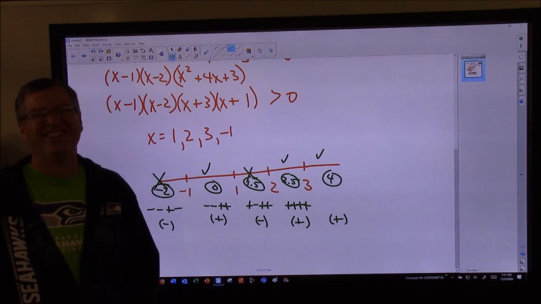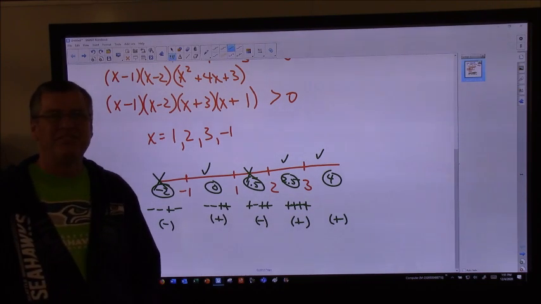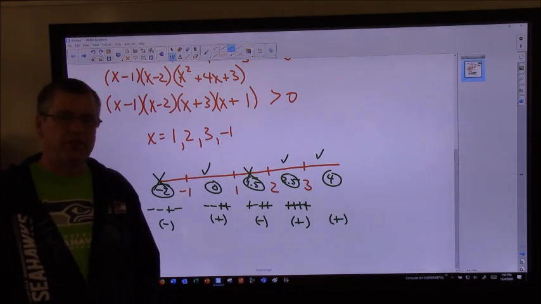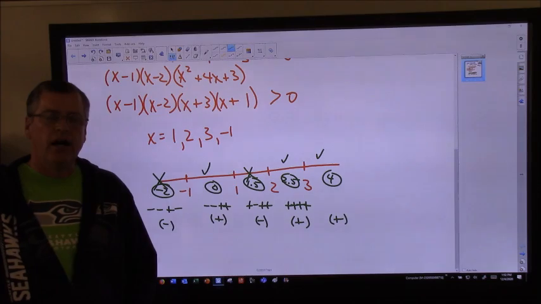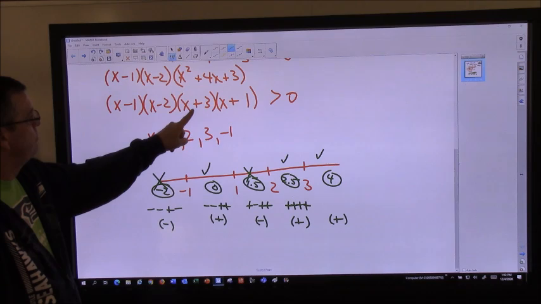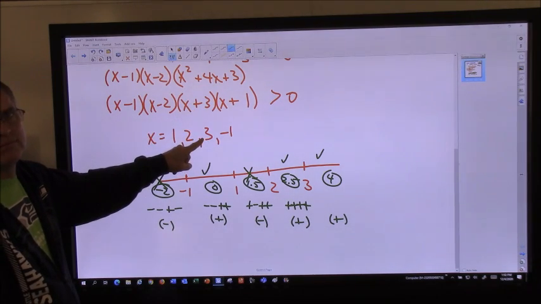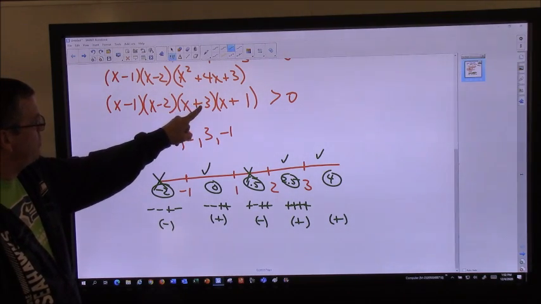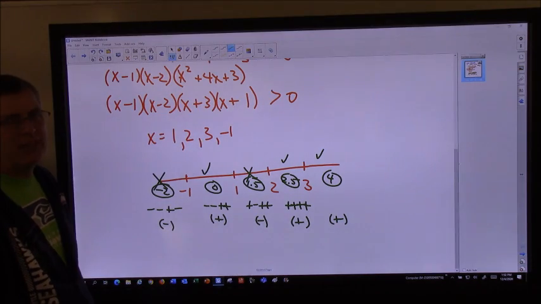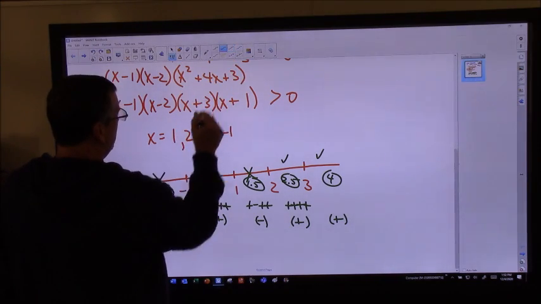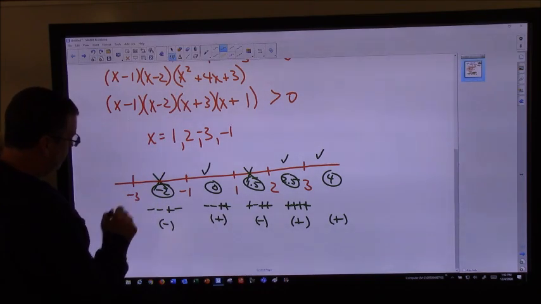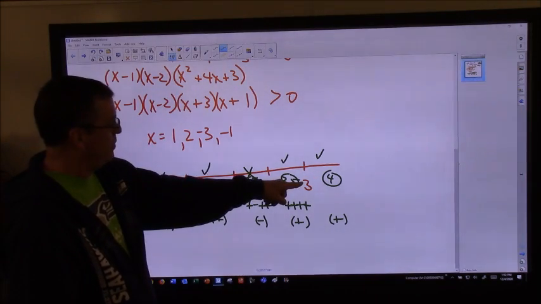Oh. You guys see my mistake? See, this happens to me all the time. I make mistakes just like anybody else. And if we were in class, I know somebody would have called me out on this. That factor x plus 3 means my 0 is at negative 3. So let's see, that should have been negative, which means if I extend this out and I get negative 3 right here, that never should have happened.